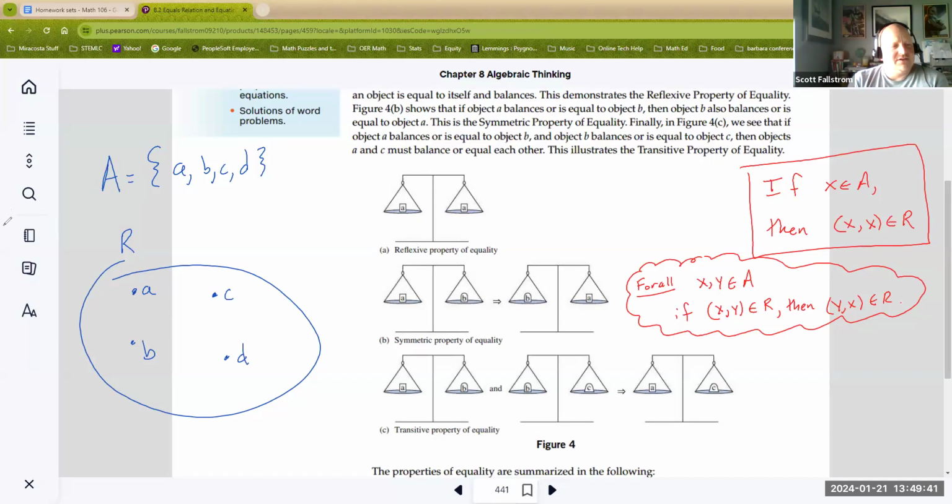Okay. And I guess I could do the same up here. So we can, I'll just make it existential. For all x in here, x is related to itself is in R. There we go. Okay, so what does this mean?